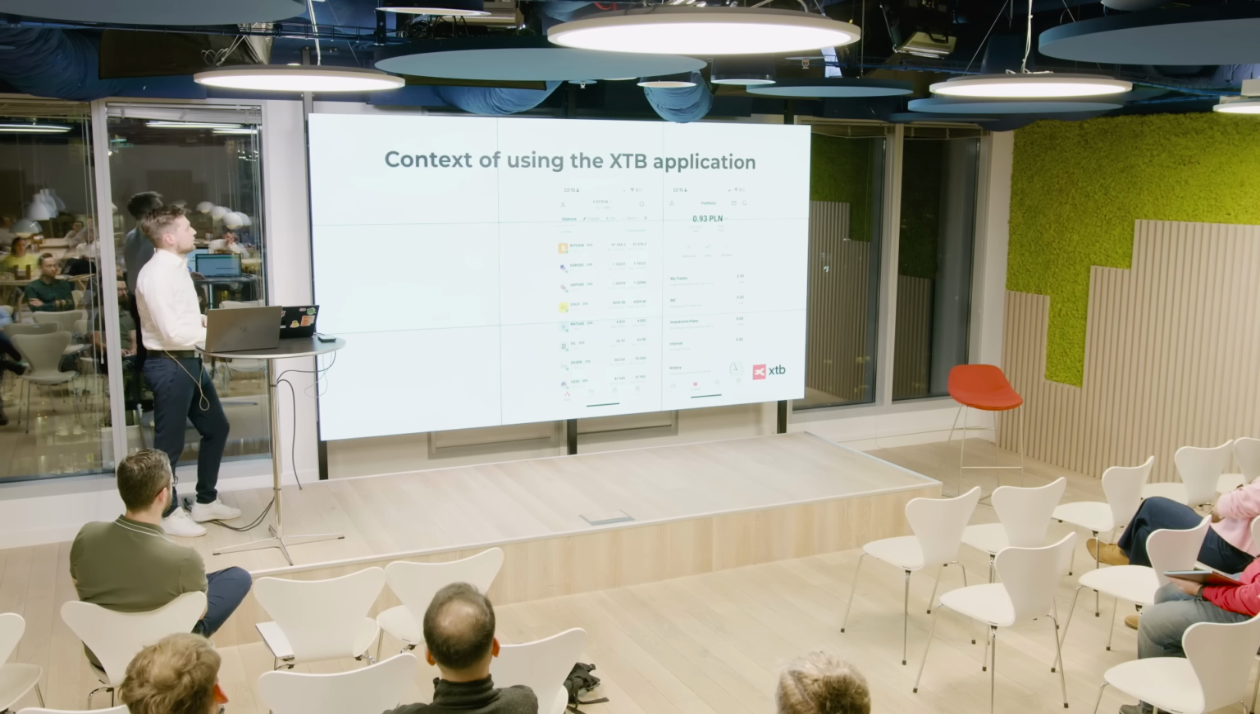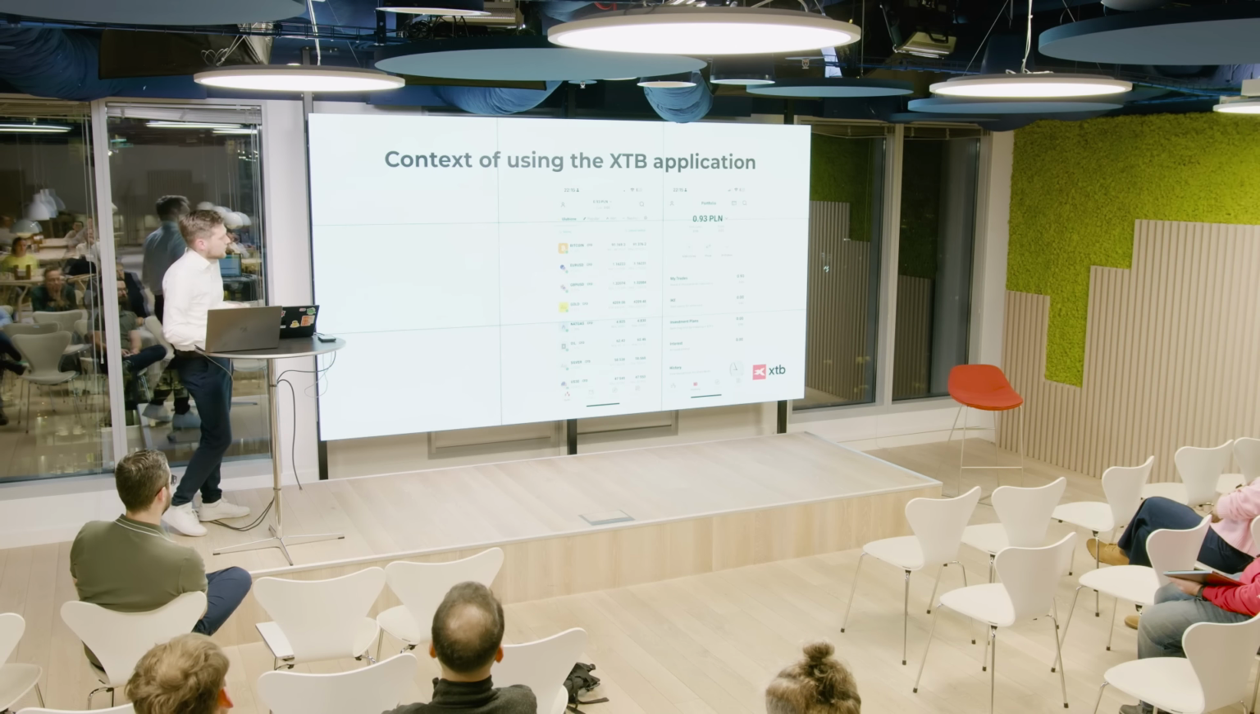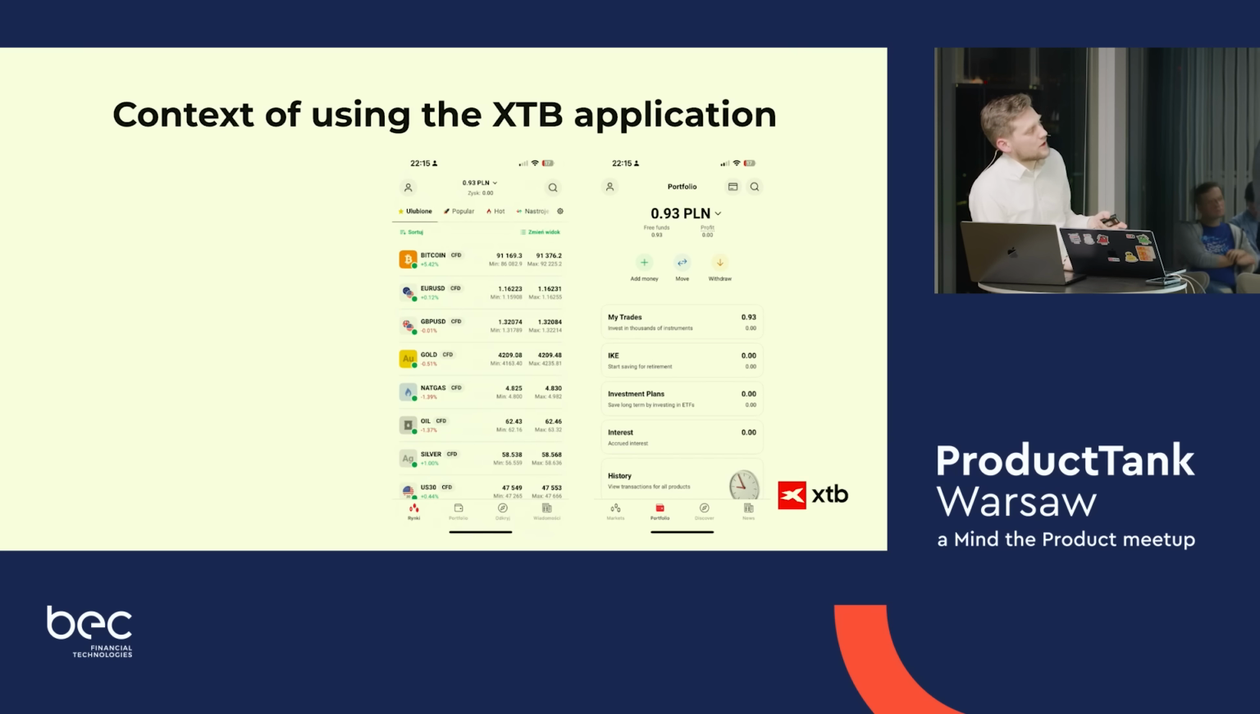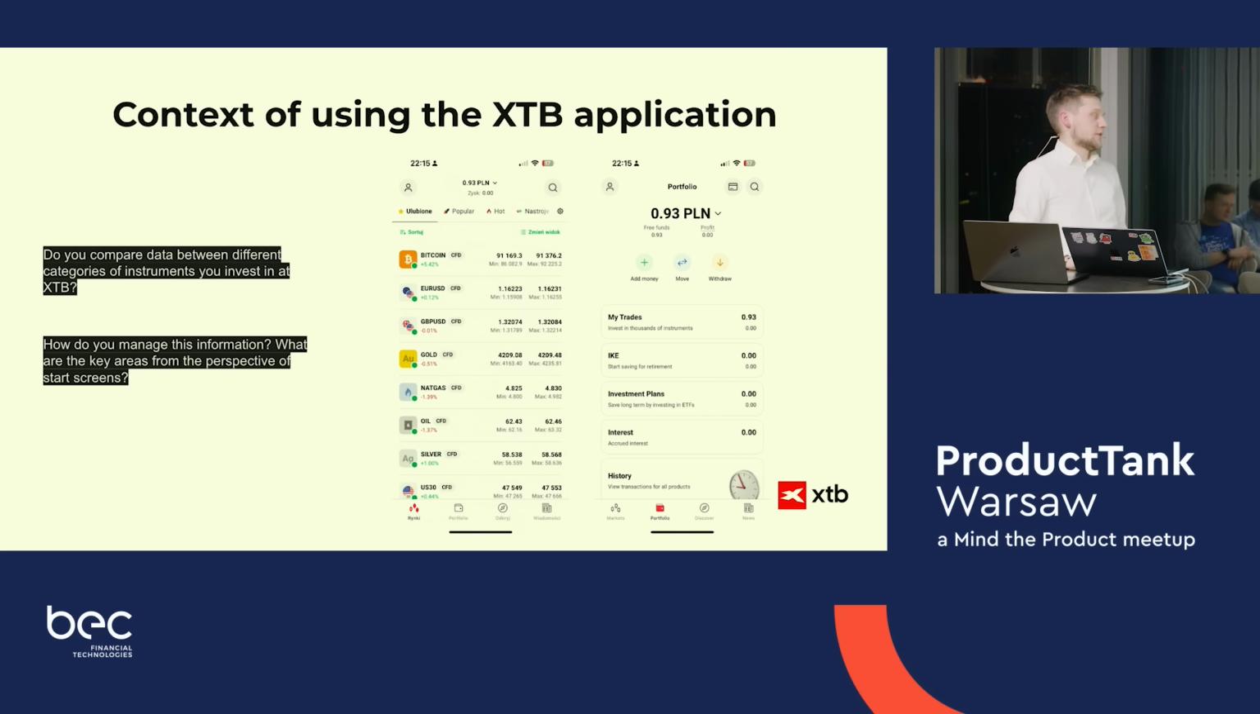Let's get to the second example. So the context of using the XTB application. On this screen, you can see two screens from our application. This is like a home view, let's say, and portfolio. So this is like a main screen and markets, and that's what the user sees when he enters the app. And we wanted to get answers from synthetic personas and also real users. How do people compare data between different categories and how do they manage this information, right?